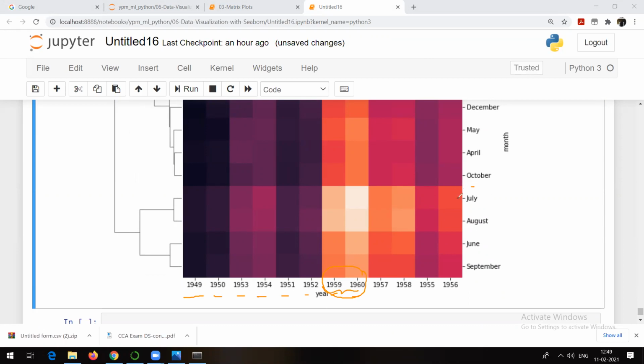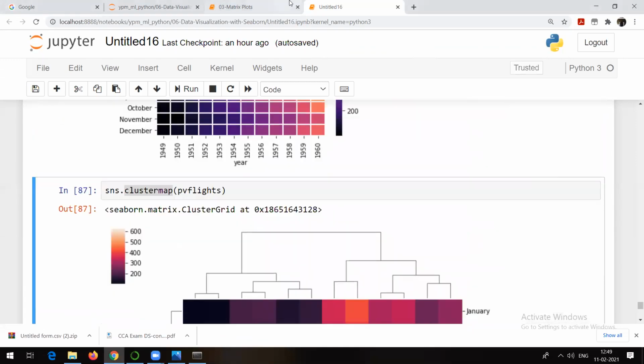Similarly, maybe July, August, if you check, their data is same. That's why they are in one cluster. See, they are in one cluster, right? So like this, cluster map helps you to form the cluster. Cluster means group. So cluster map helps you to form the groups. Okay, that's the only thing.